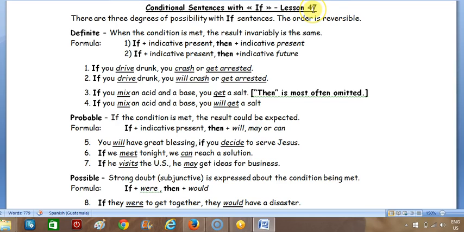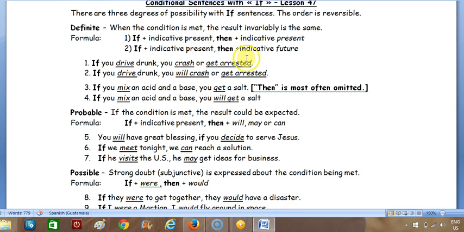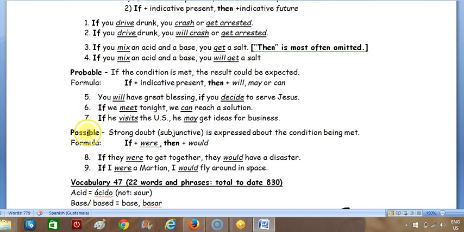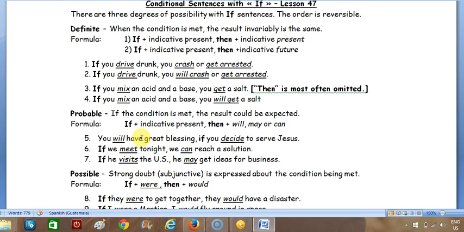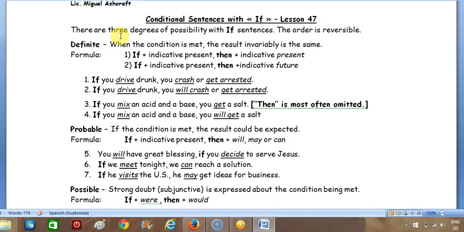Welcome to lesson 47. So today we're going to look at conditional sentences with if. We've seen these already. We looked at the possible option when we were studying subjunctives. So I think this lesson is easy because we've already seen it. Previously we were looking at subjunctives. Now we're looking at if sentences. We're going to see three levels of the if sentence, and I think this is going to be a fairly simple lesson.